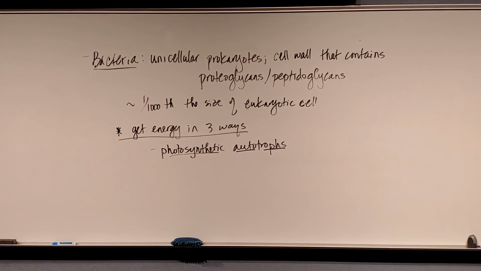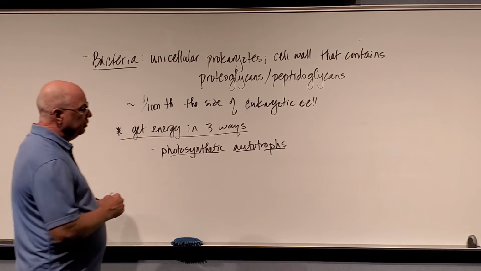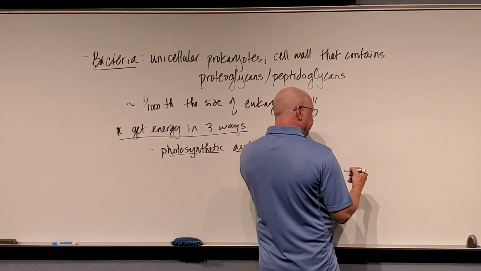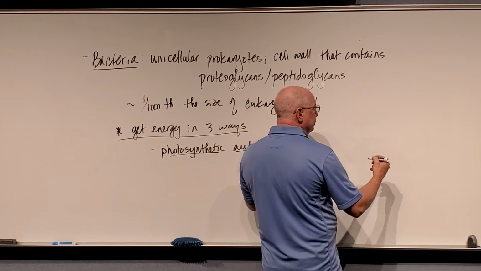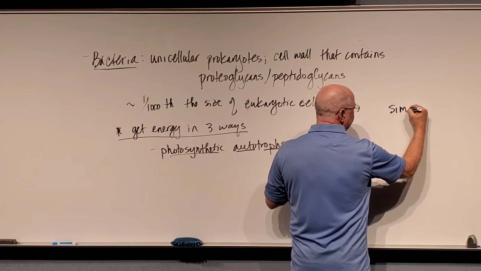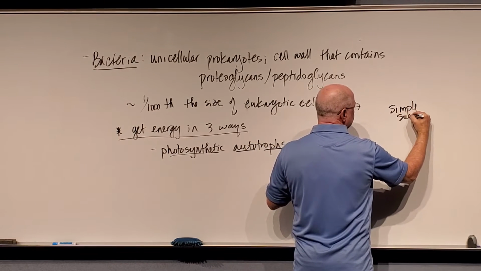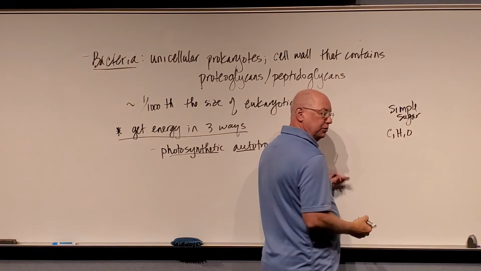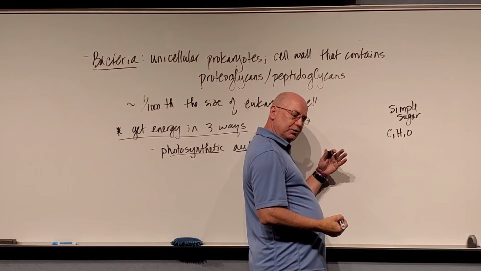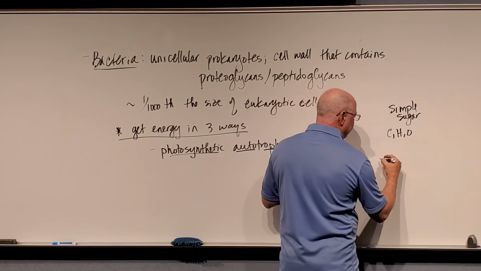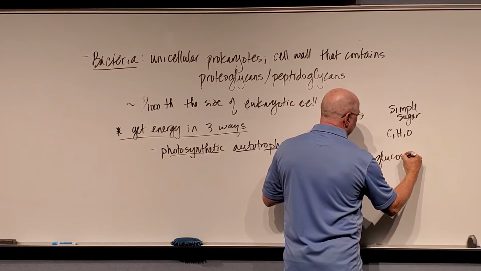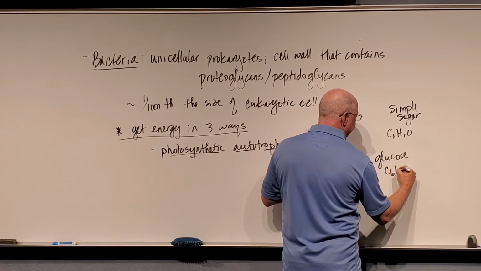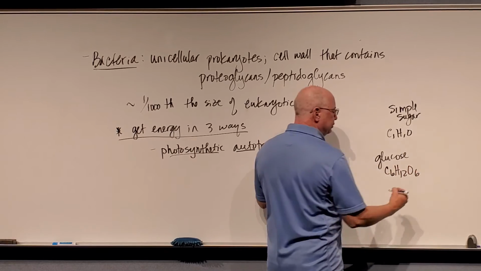Now, what this means is, when we talk about photosynthesis, one of the things you need to know is that what we call a simple sugar is made up of carbon, hydrogen, and oxygen. One of the easiest or most common simple sugars for us to know is glucose. When I look at glucose, it has the chemical formula C6H12O6.